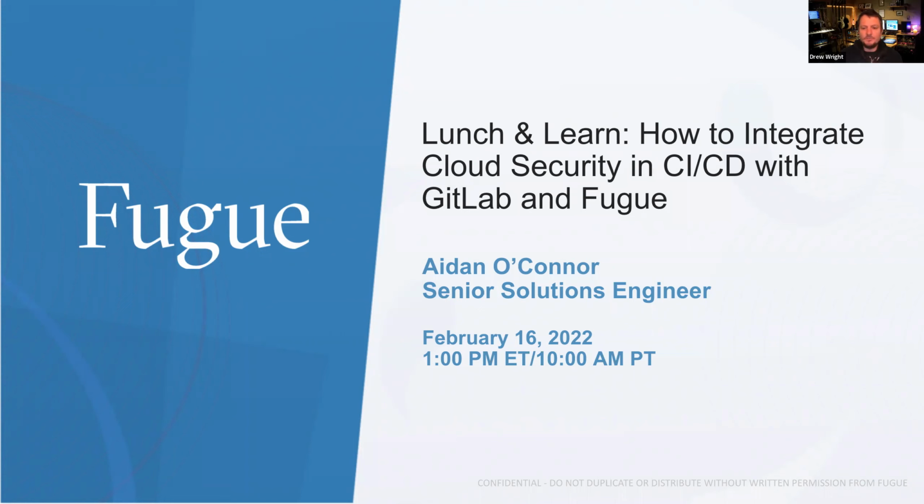And one of the big ways that Fugue helps teams avoid those kinds of risks is by empowering developers with tools that help them design secure cloud infrastructure environments and prevent these kinds of vulnerabilities from getting deployed. And that's where we're going to focus today, which is doing that in CI/CD with GitLab and Fugue. And I think the infrastructure as code that we're going to be showing today is Terraform.